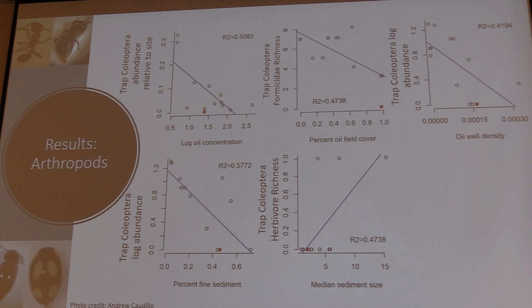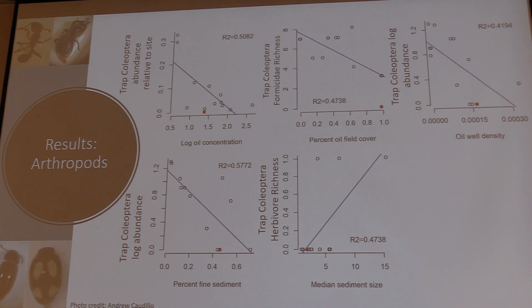So if you look at the top left, it is log oil concentration, and we're comparing that to trap-caught beetles and their abundance relative to the site that they were found. In general, you see this negative trend. So with increasing oil in the stream, we have a decrease in the abundance of the beetles.